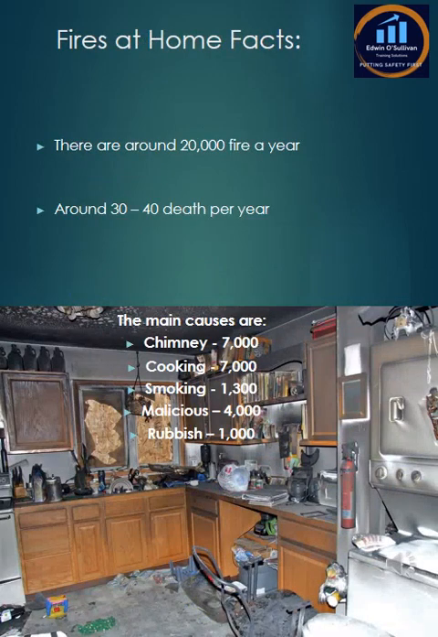So we're far more likely to have a house fire than we are to have a business fire. Around 20,000 fires a year are reported by the fire service for domestic dwellings. In that 20,000 there are an average of 30 to 40 deaths per year. The main causes of these domestic fires are 7,000 chimneys, 7,000 in cooking, 1,300 for smoking, 4,000 for malicious or vandalism, and 1,000 for rubbish fires.